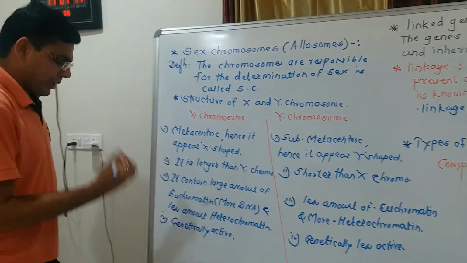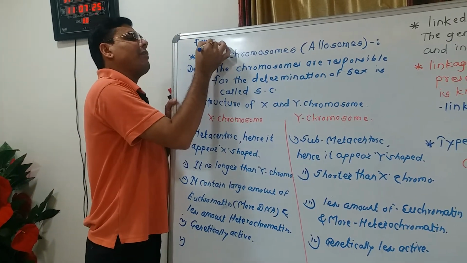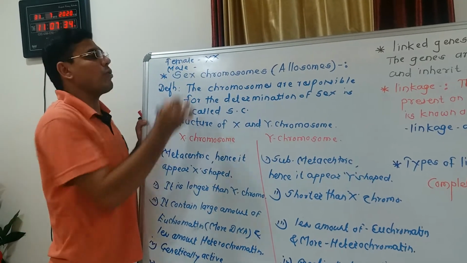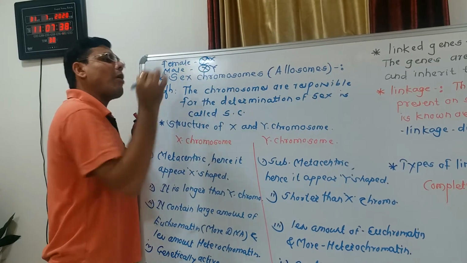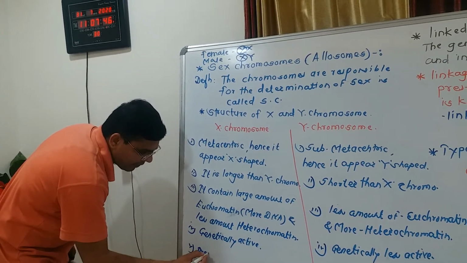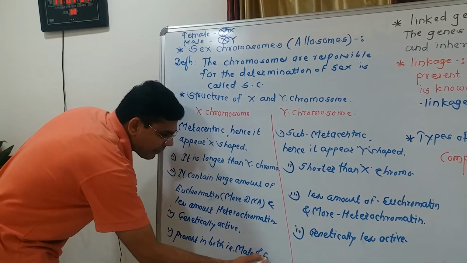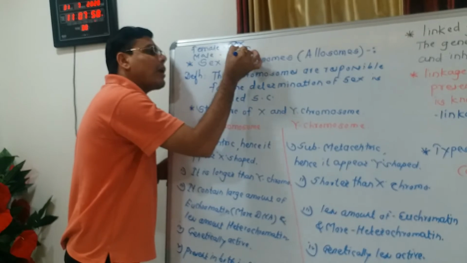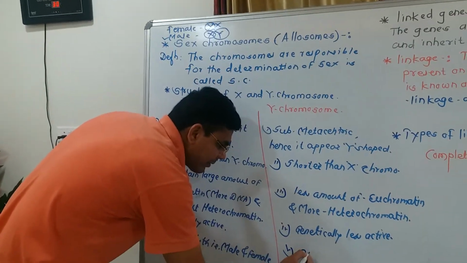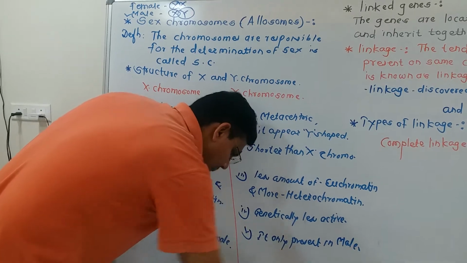Okay, next point, the X chromosome is found in both male and female, because you know very well that in female the pair of sex chromosomes is XX, and in male the pair of sex chromosomes is XY, meaning the X chromosome is common in both. So the X chromosome is present in both male and female, but the Y chromosome is only present in male.